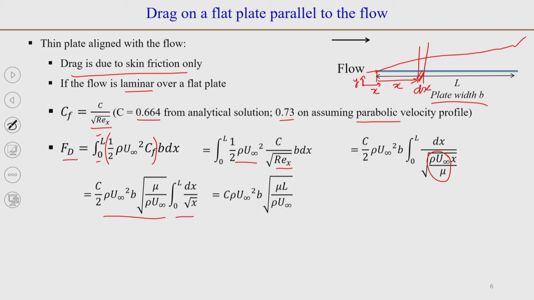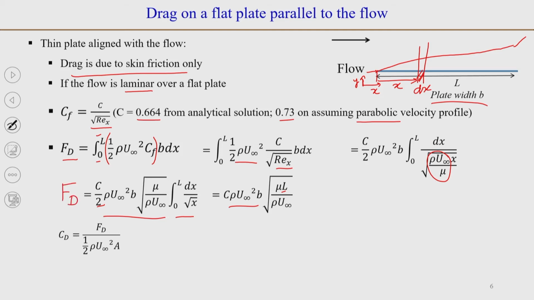So, it will be C rho u infinity squared B and 2 square root L when we use. So, this 2 will be cancelled out. So, you will have C rho u infinity squared B multiplied by the square root of mu L divided by rho u infinity. So, that is the drag force.